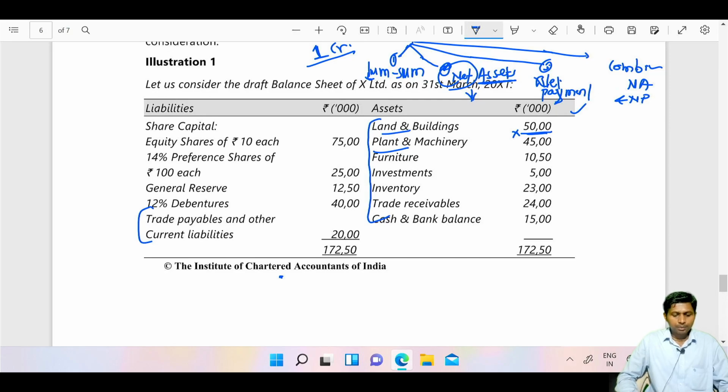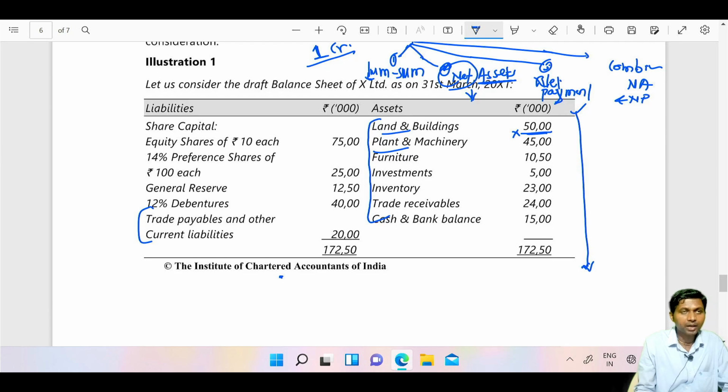I was explaining about the net payment method. Instead of considering individually agreed values of assets and liabilities, we consider what you are paying. That means the new company is paying to the old company, what the transferee company is paying to the transferor company. Suppose if you are paying cash, then cash will form part of the purchase consideration.